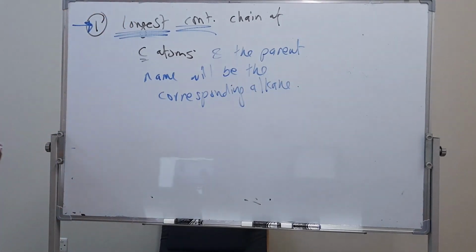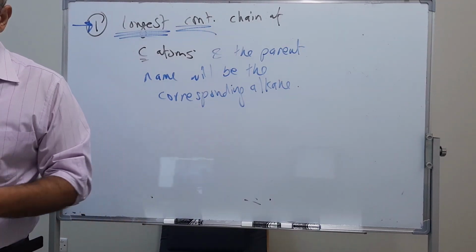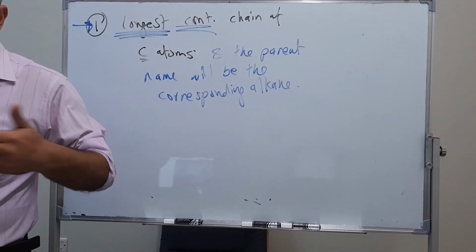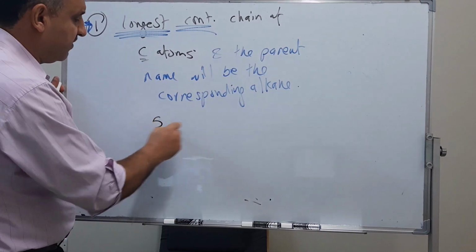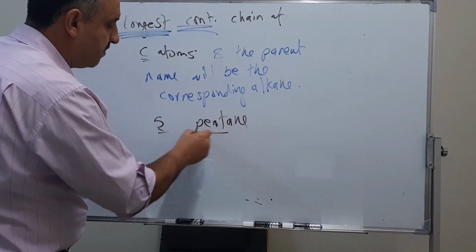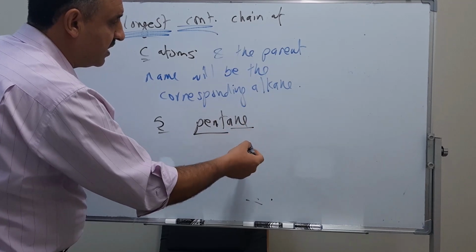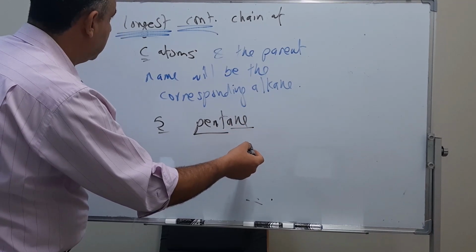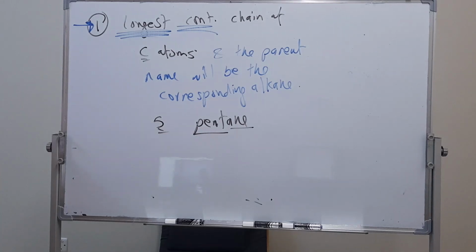Again, if we determine that the longest continuous chain of carbon atoms is 5, that means the parent name in here is pentane. So if the longest chain is 5, the parent name is pentane. The pent is the parent name, and the ane is the suffix which we use to indicate the alkane. Is that clear?